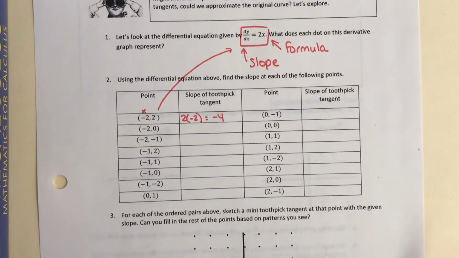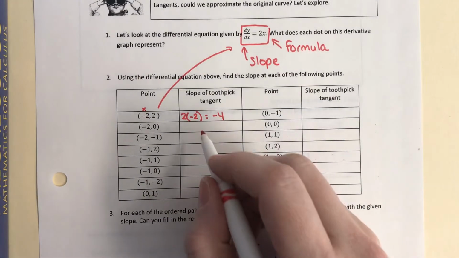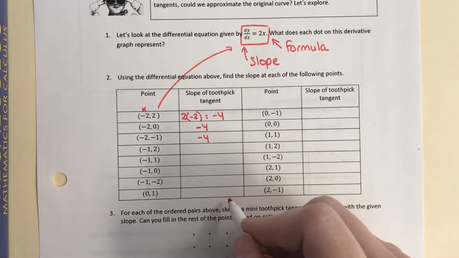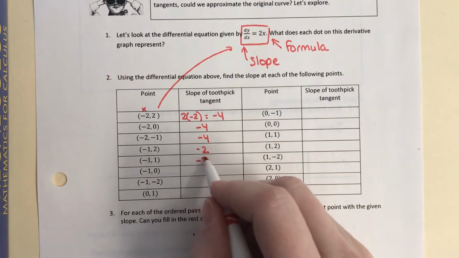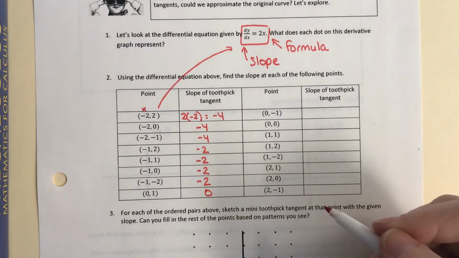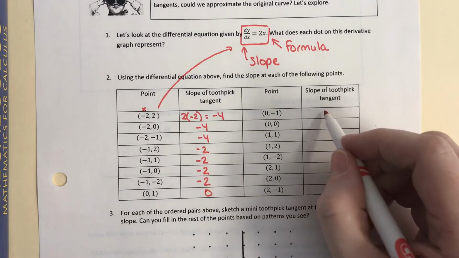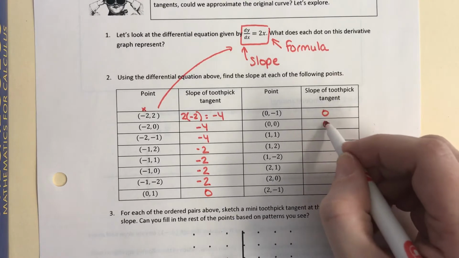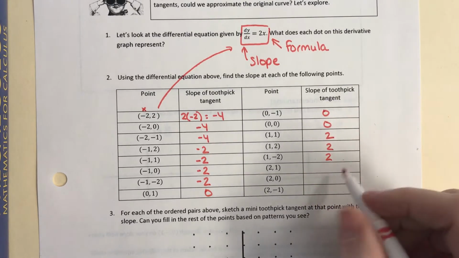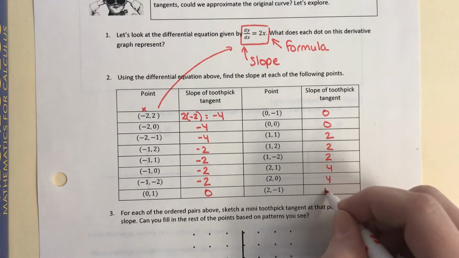Okay, so the slope at each of these points are negative 4, negative 4. The next 4 points are negative 2. Then we have 0 at the bottom there. And then the next 2 points in the next column are both zeros. 2, 2, and 2. And then the last 3 points have a slope of 4.